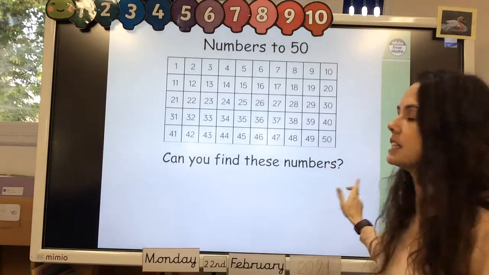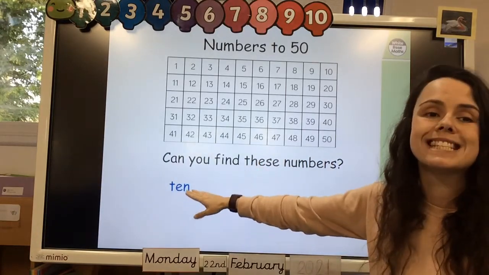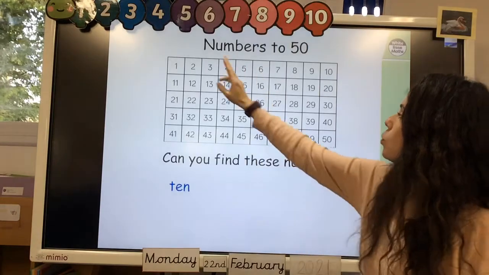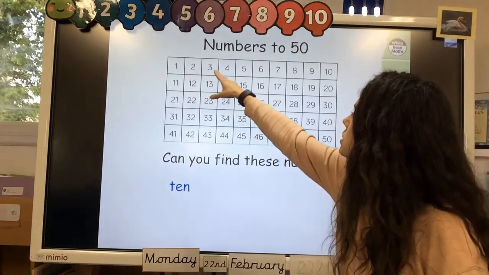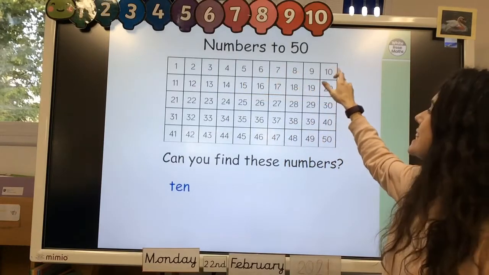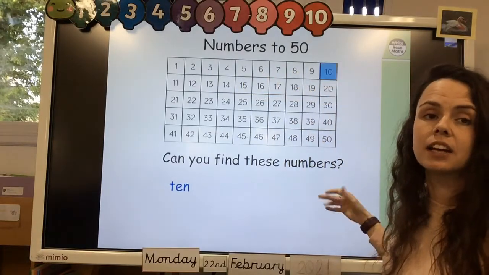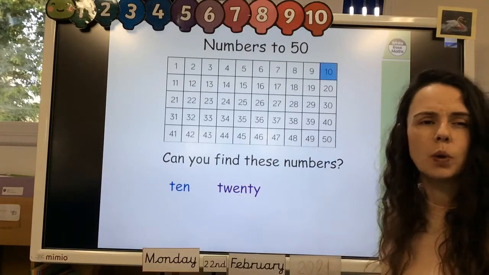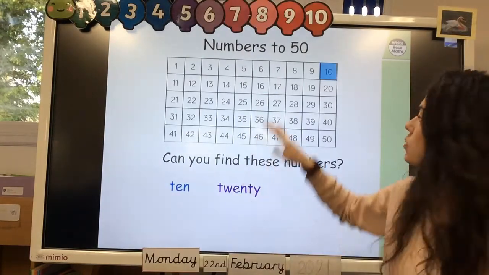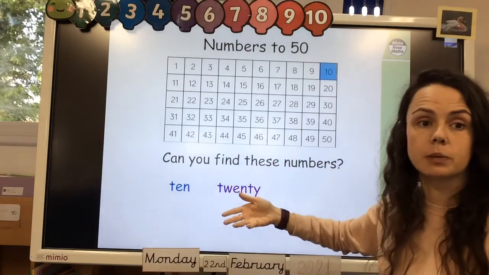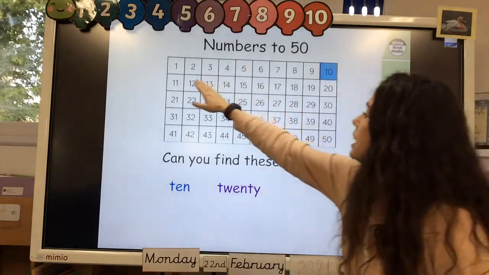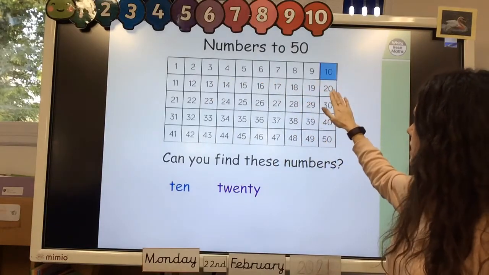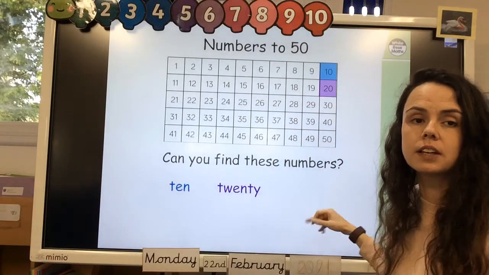So we're going to look on the number line and see if we can find number 10. Where is number 10? So we've got 1 here. So 1, 2, 3, 4, 5, 6, 7, 8, 9, 10. Here is 10. Fantastic. 20. Where will 20 be? So if we know this is 10, shall we count on until we get to 20? 10, 11, 12, 13, 14, 15, 16, 17, 18, 19, 20. Here is 20.